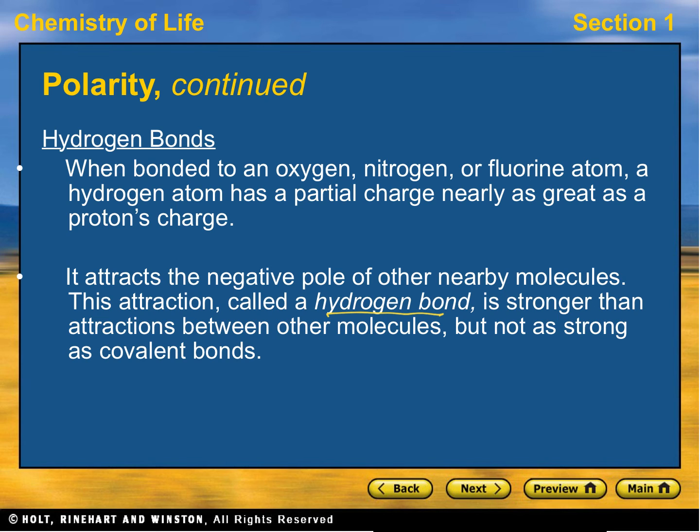So this attraction is where the name comes from, hydrogen bond. It's stronger than attractions between other molecules, but it's not as strong as a covalent bond. And again, hydrogen bonding truly only happens between FON, fluorine, oxygen, and nitrogen. So if hydrogen is bonding with a carbon, that is not a hydrogen bond. That would be considered a covalent bond.